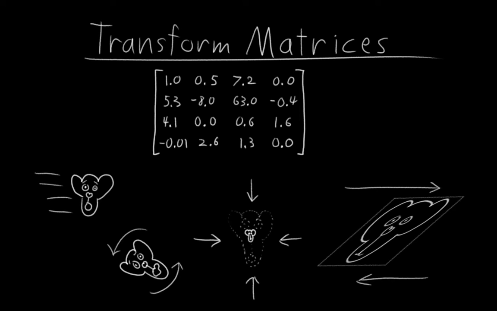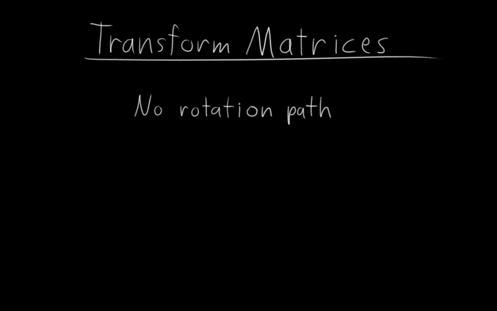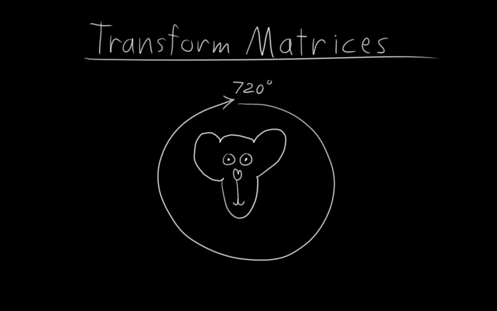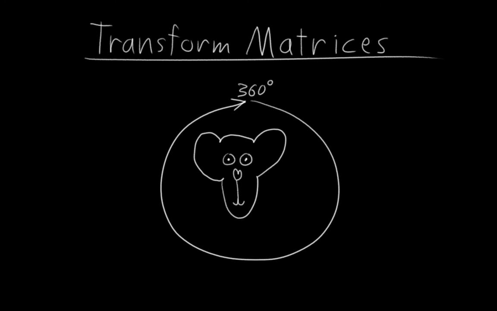However, like quaternions, the rotation part of transform matrices don't have a concept of rotation path. They're much more like rotation deltas. In fact, transform matrices are even more like rotation deltas than quaternions are, because, unlike quaternions, which cover 720 degrees of rotation, transform matrices only cover 360.